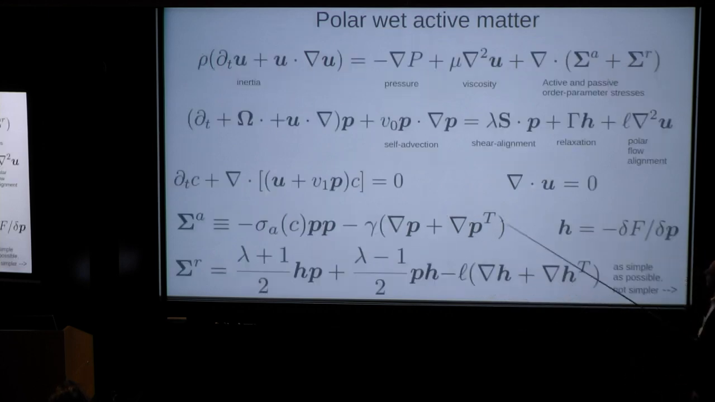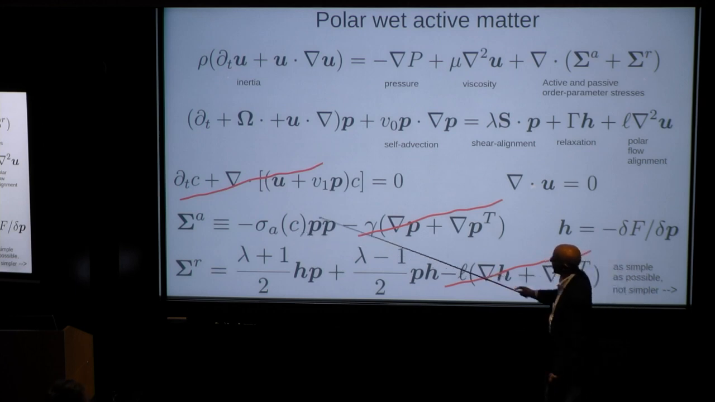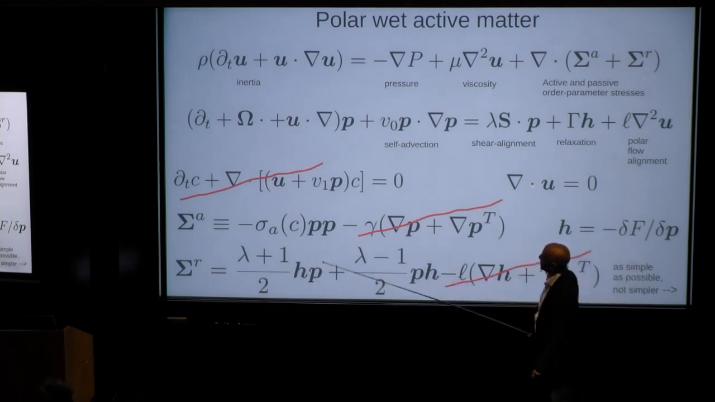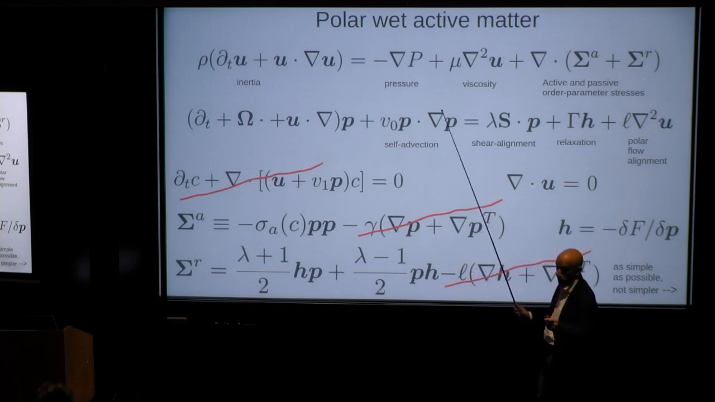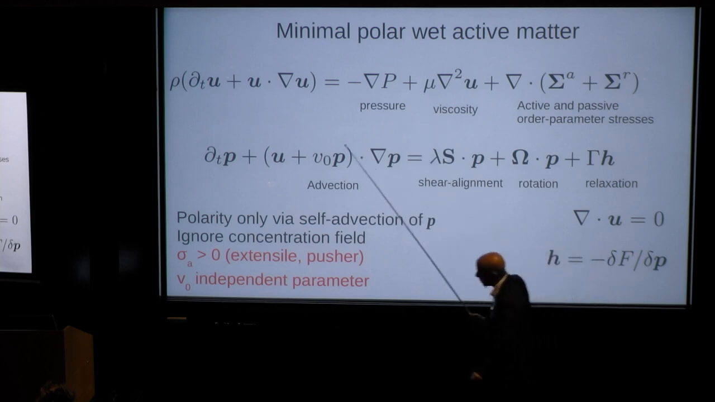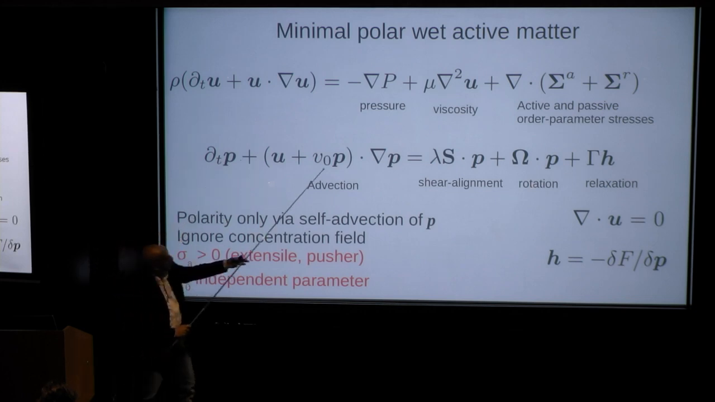So putting these together, you get a fairly forbidding set of equations. What we're going to do is simplify drastically. We're going to keep the simplest form of the active stress, keeping only the apolar piece. We're going to keep the simplest form of the equilibrium reactive stresses. We're not going to worry about the concentration field, which is a potentially serious omission. And so what we'll be doing is looking at the coupled dynamics of the polar order parameter and the hydrodynamic velocity field.